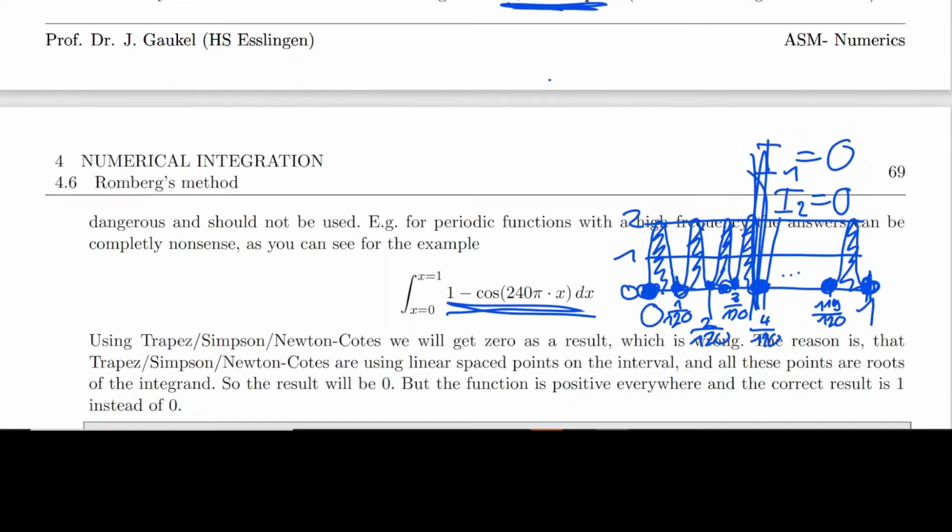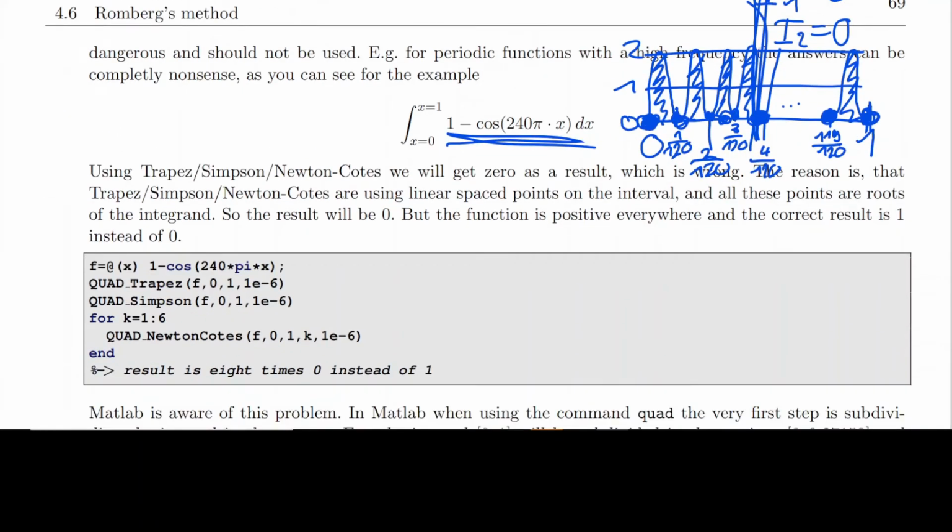And we will also get zeros if we apply all the other formulas. You can see that by typing in that code, and then you see a 0 for trapezoidal, you see a 0 for Simpson, and you see 6 times a 0 for the Newton-Cotes, which is no surprise, at least for k is 1 and 2, because 1 is trapezoidal and 2 is Simpson, and we see a 0 all the times, and this is nonsense. The true result is indeed a 1.